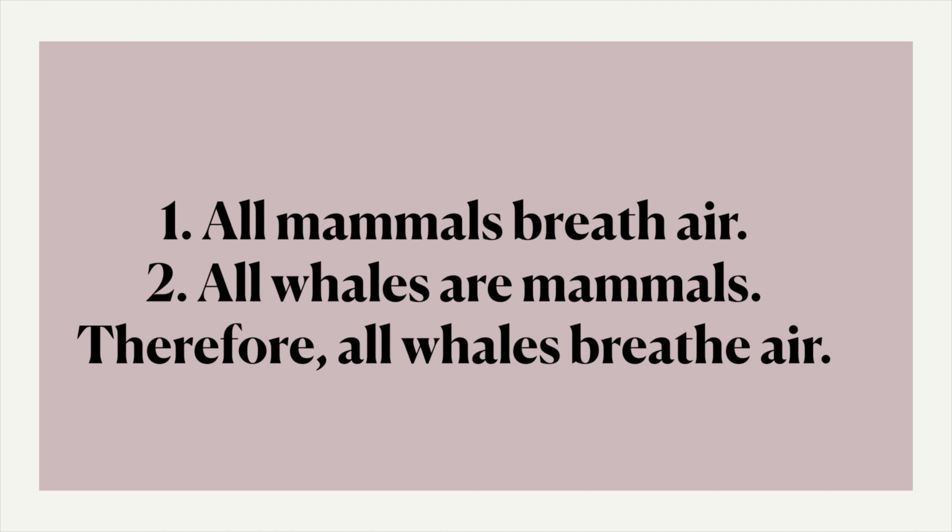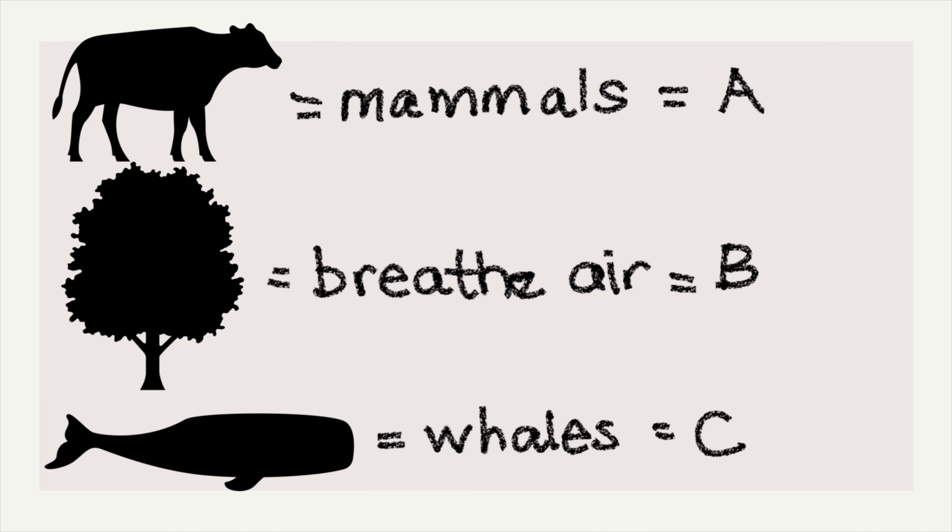If we take a look at this example, we see Premise 1, all animals breathe air. Premise 2, all whales are mammals. The conclusion is, therefore, all whales breathe air. In this case, let us use the picture of a cow to represent mammals and the letter A. Let us use a tree to symbolize breathing air and the letter B. And let us use a picture of a whale to represent whales and the letter C. So the three elements in this syllogism are A, mammals, B, breathe air, C, whales.